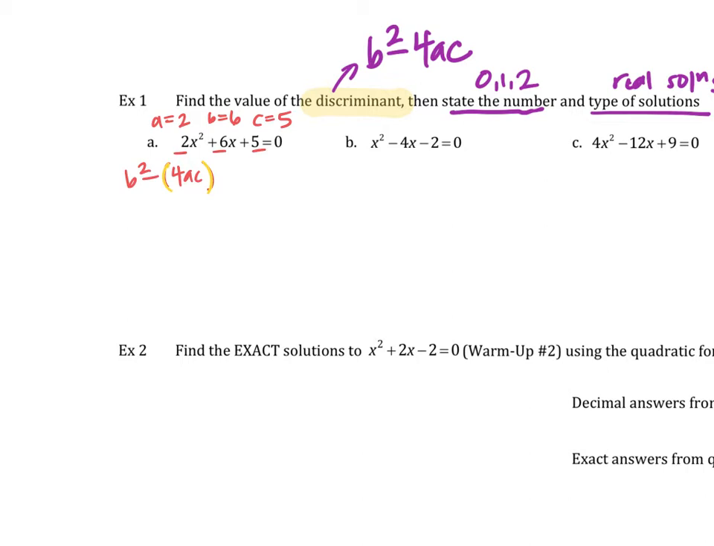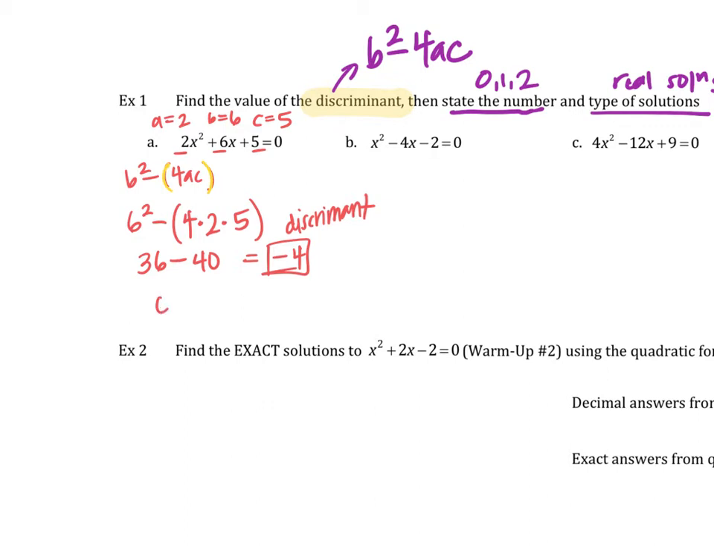So B in this problem is 6. So we're going to have 6 squared minus 4 times A times C. So I'm going to get 36 minus, what's 8 times 5? 40. And that's negative 4. Okay, so that's my discriminant. And then we want to know, what does it mean? So if we go back, the conclusion we would draw is 0 real solutions.